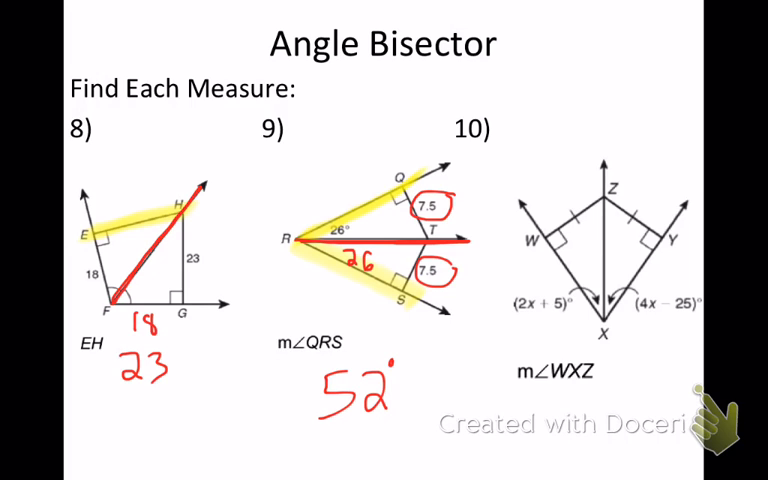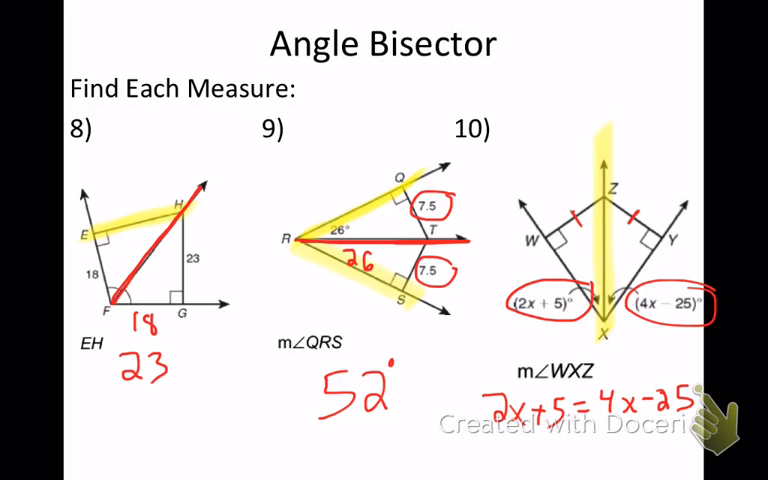And last but not least, number 10. It tells me that WZ is congruent to ZY. If those two are congruent, what about the line down the middle? It is an angle bisector. So what am I going to do with 2x plus 5 and 4x minus 25? Oh, what do you say, Trent? How would I solve that? How do I solve for x? I set them equal to each other, right? Yep. So I'd say 2x plus 5 equals 4x minus 25.